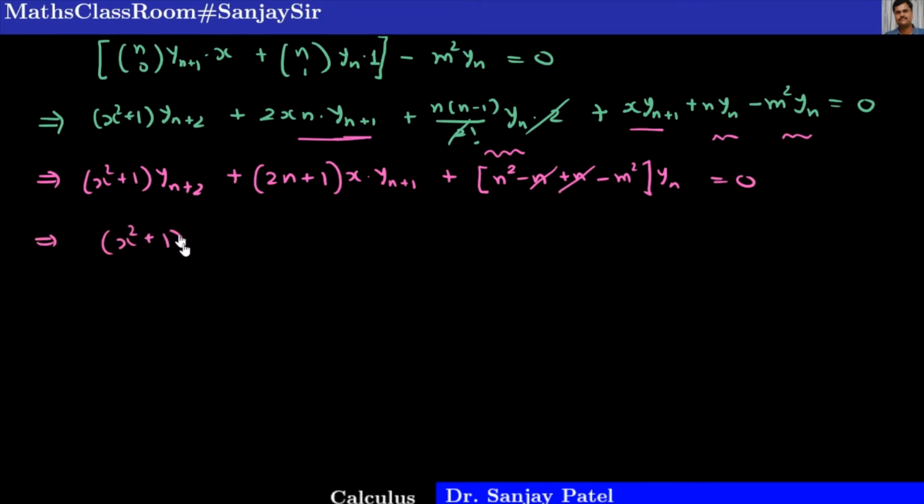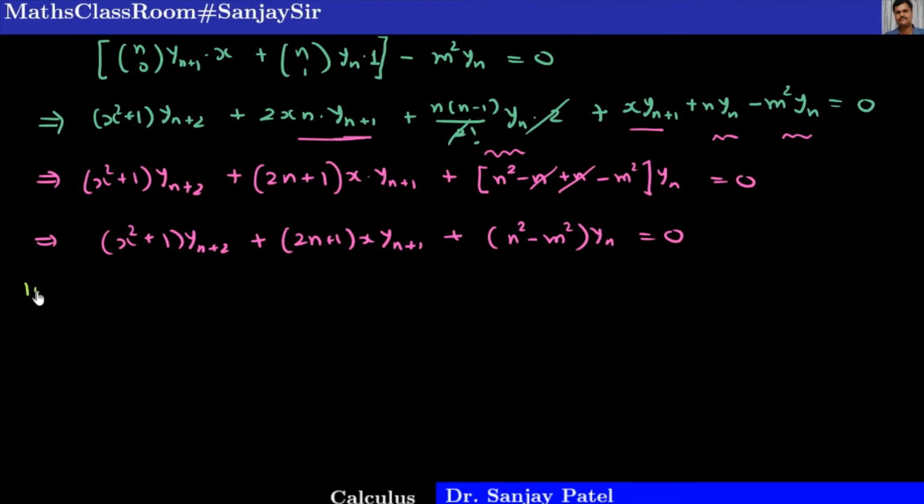So we have proved that for y equal to x plus square root of x square plus 1 whole raised to m, the nth derivative is given by this equation, n square minus m square into yn is equal to 0. Hence, this result is proved. Let us go to the next problem.